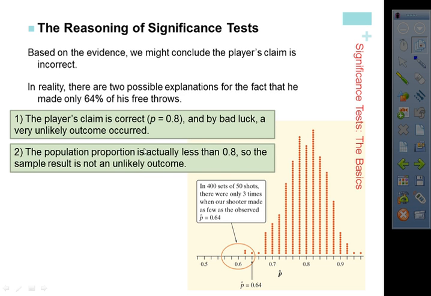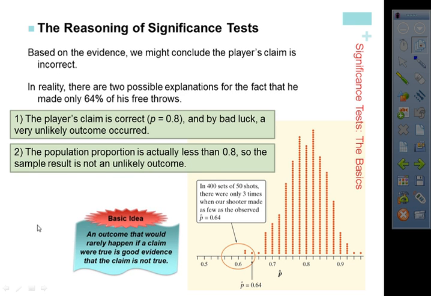Or 2, the population proportion is actually less than 0.8, so the sample result is not as unlikely an outcome. Right? So we're saying it's not really here, it's down here, so what we got really wasn't unlikely. It's actually more reflective of what's really going on.